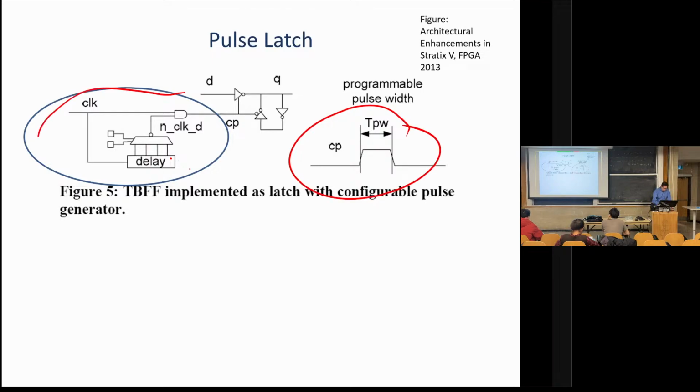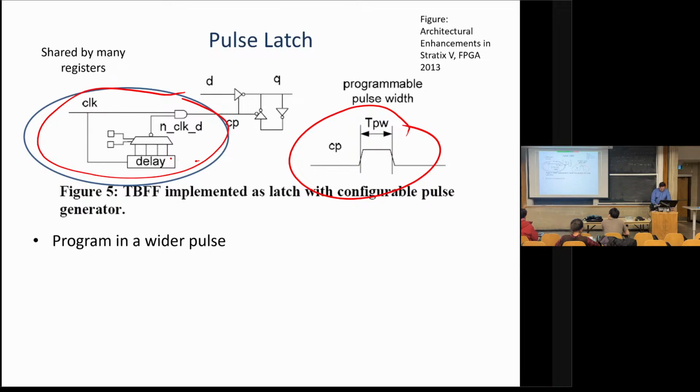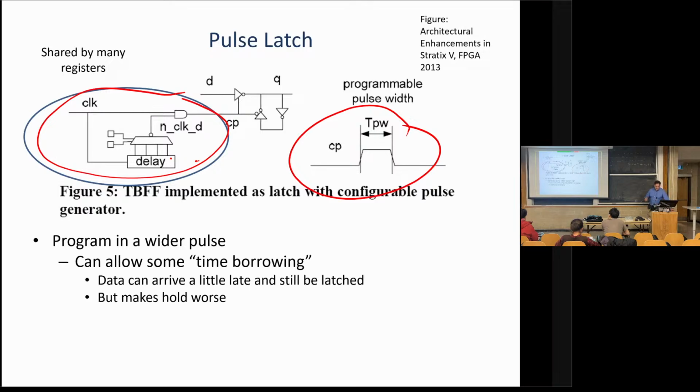I wouldn't want to build this pulse generator for every single pulse latch because it's bigger than building the other latch. But if I build a few of these and share them across a lot of pulse latches, I can save area. So that's shared. I guess I already talked about this. This programmability is what they do in Stratix 10. They make the pulse width programmable.